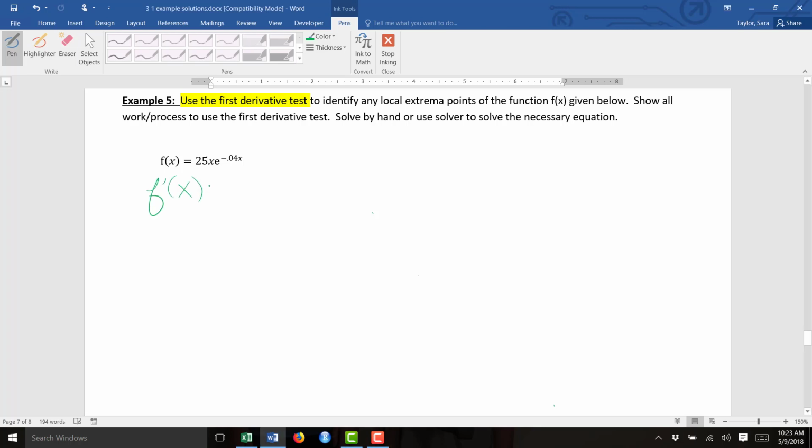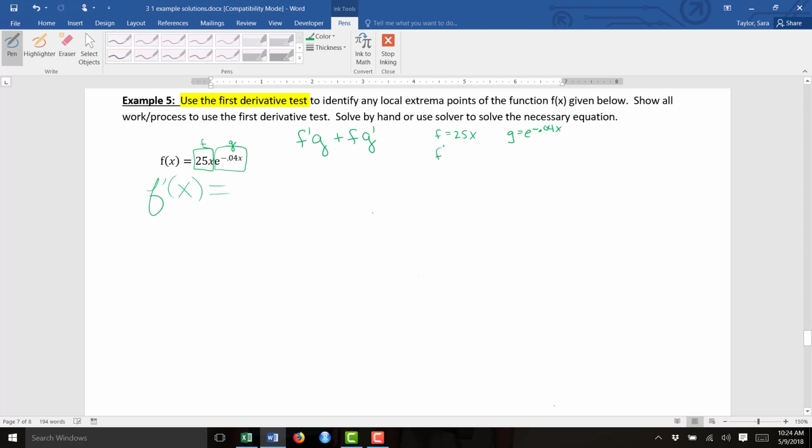Notice we do have a function f which is a product of two elementary functions. So you may think of the first function as little f, 25x. And you may think of the second function as little g, e to the negative 0.04x. We're going to need to use the product rule to find the derivative overall. So that's f prime g plus fg prime. F, in this case, is the 25x. G is e to the negative 0.04x.